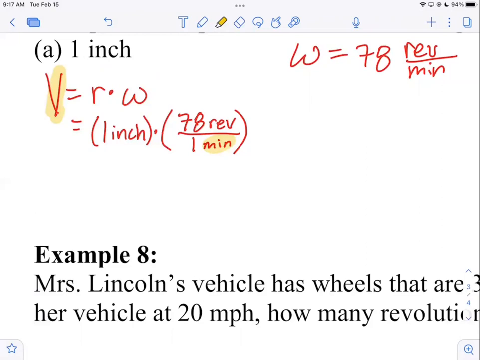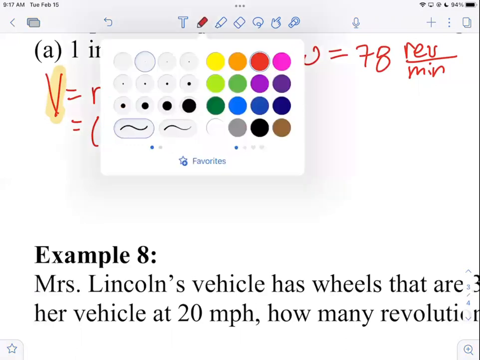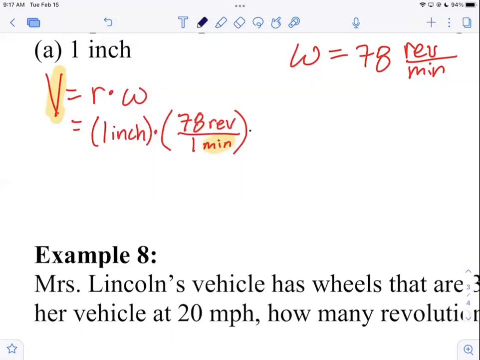1 foot is 12 inches, so let's go ahead and do this. We're going to use dimensional analysis. I'm going to put this over 1. We're going to have to convert inches to feet, and we're going to have to convert revolutions to a unitless measure of rotation called what? Radians. Okay. And it doesn't matter the order.